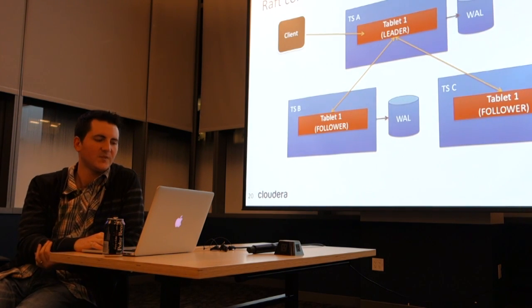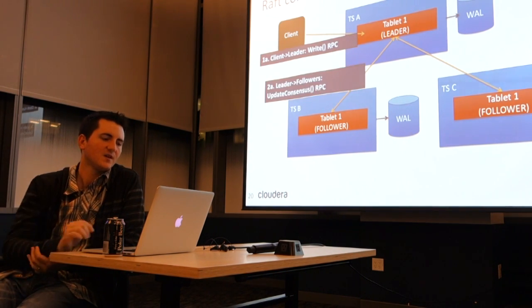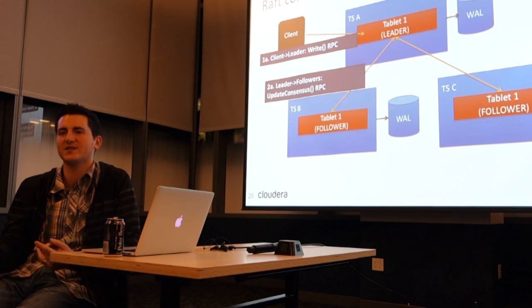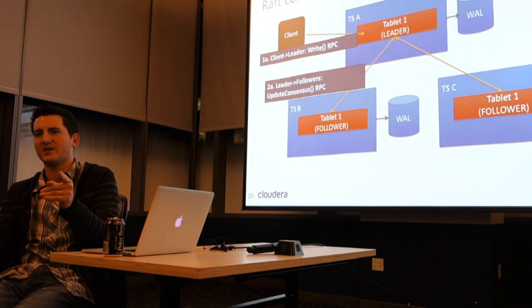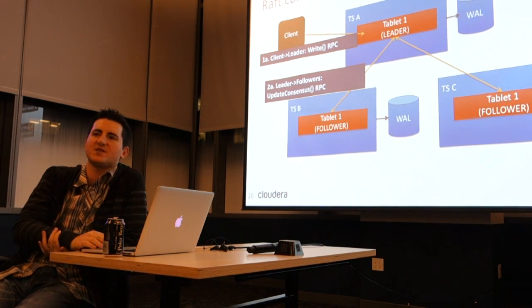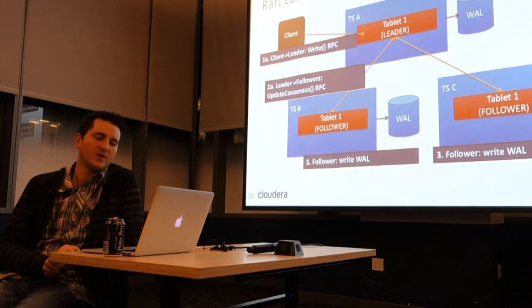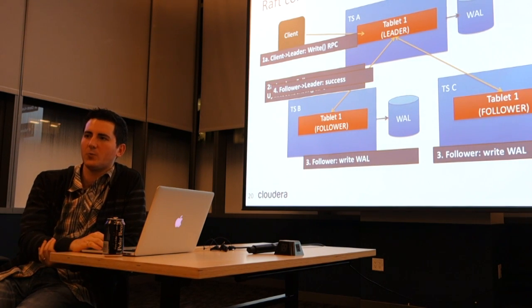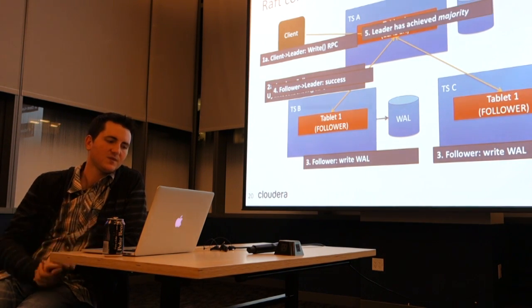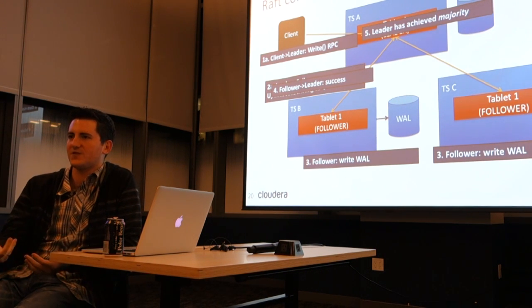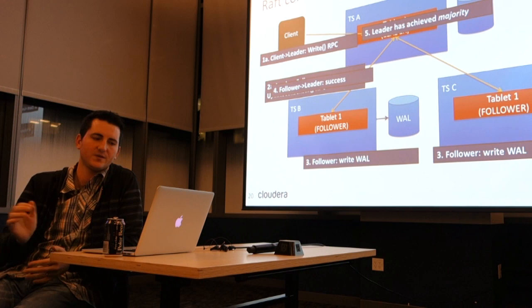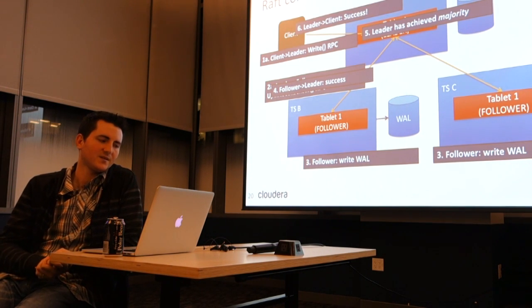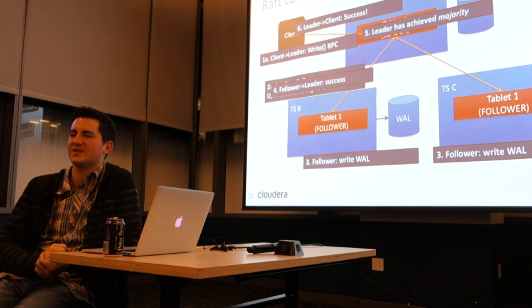So Raft consensus, a bit lower level. You have the client that talks to the tablet server. It's going to do a write RPC. In parallel, it's going to write to its own write-ahead log, and then it's going to send RPCs to the followers in parallel and say, please update your consensus, let's move forward. In parallel, or not if one of them is dead, they're going to write to their own write-ahead log. Then one of them will win and will say success to the leader. The leader has achieved majority, it has itself plus one of its followers. The other one will arrive at some point. And so you can reply to the client, success, your write has been accepted, it is persistent.